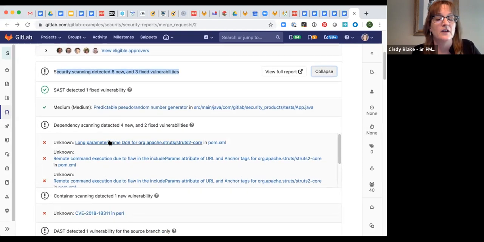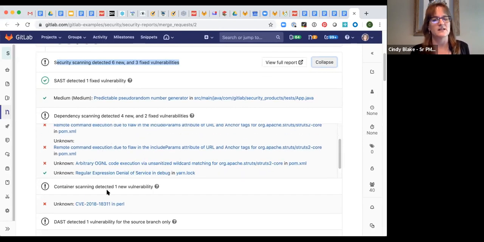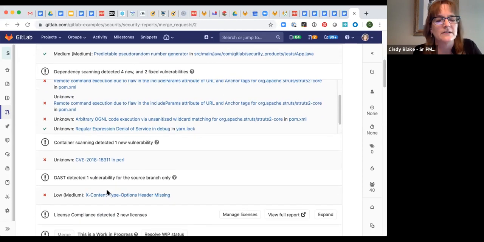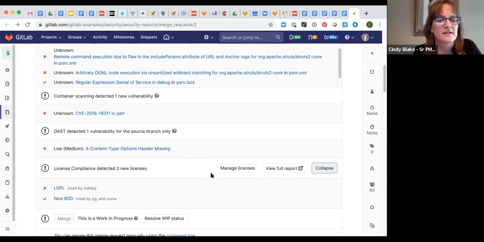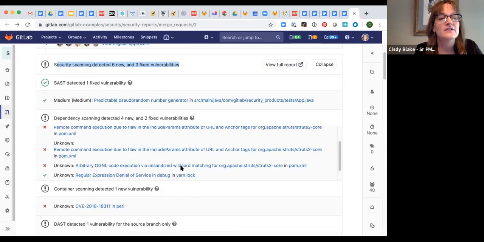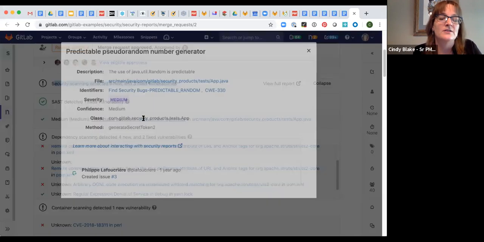And this particular example doesn't have a whole lot of vulnerabilities in it. I probably should have picked something else if I weren't doing it on the fly. But the license compliance is the same thing here, in terms of it shows you where you're out of compliance. But for each of these, I can dig down and see more information.